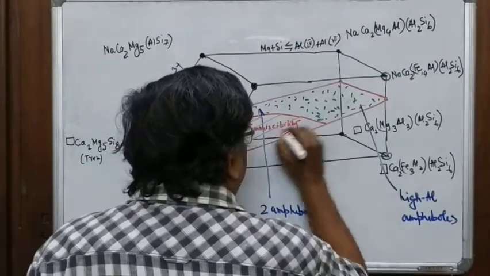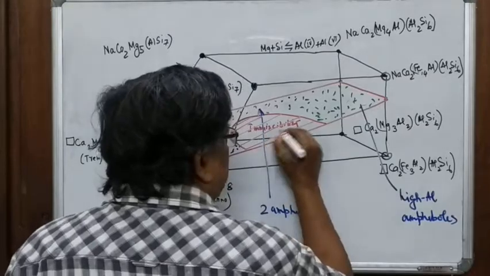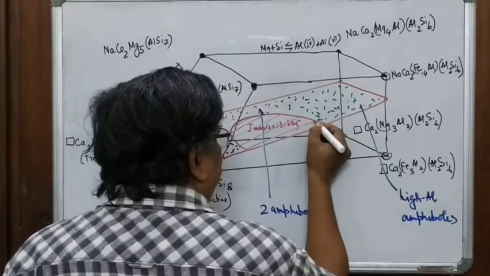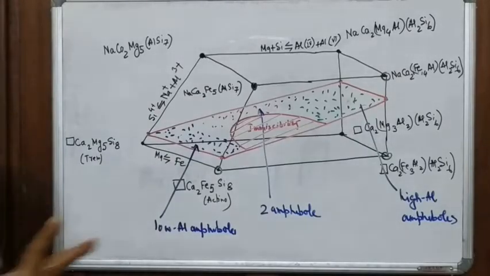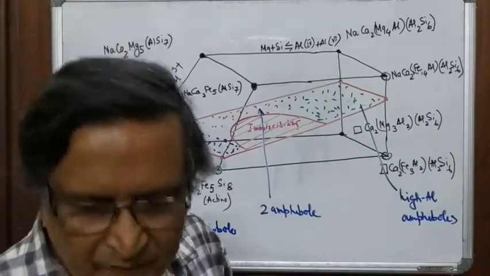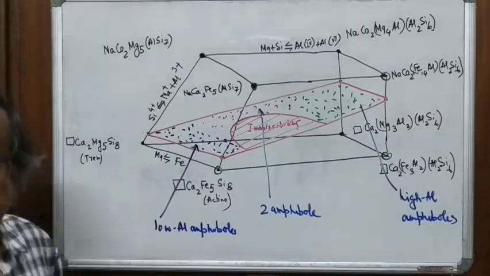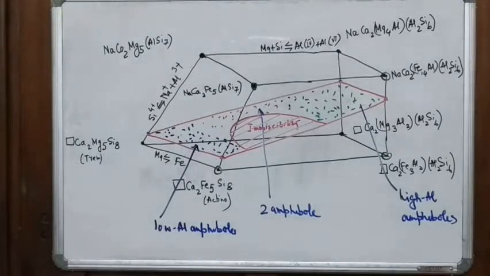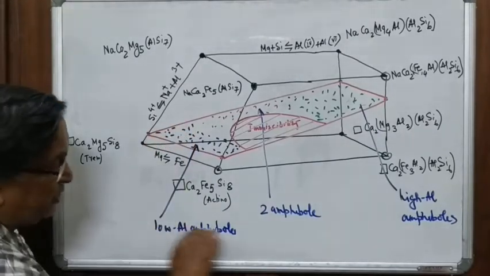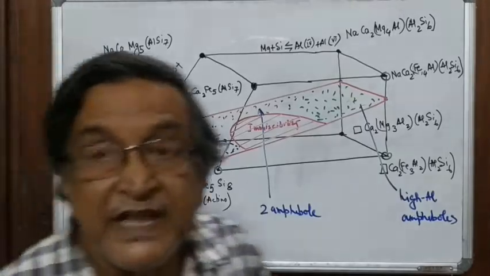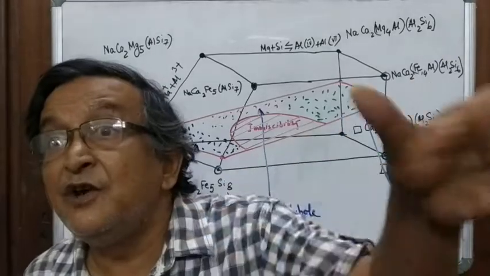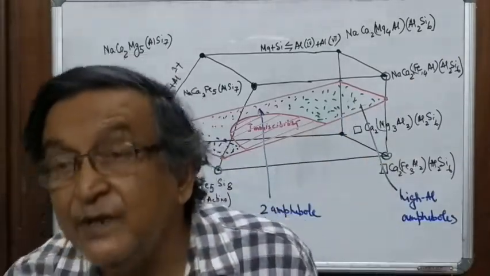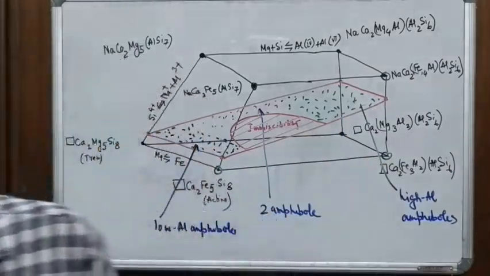So if you have a composition somewhere here, it will split into a high aluminium amphibole and a low aluminium amphibole. So you will have two coexisting amphiboles. And this is typical of the epidote amphibolite facies. And in the greenschist facies, you have low aluminium amphiboles. This is what is called tremolite; actinolites are stable in the greenschist facies.